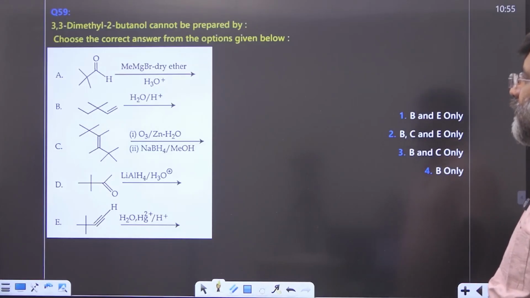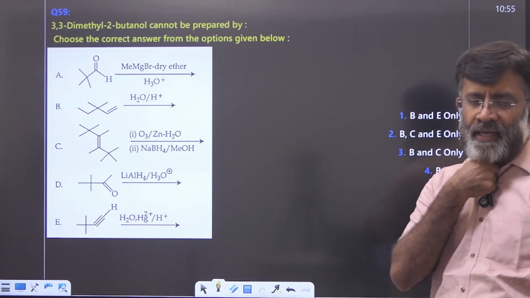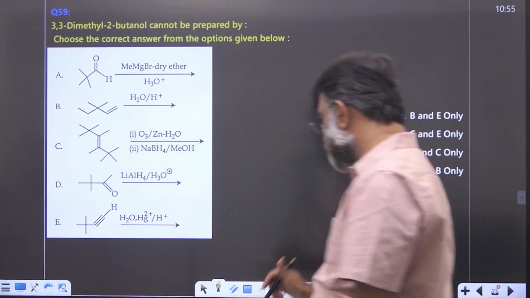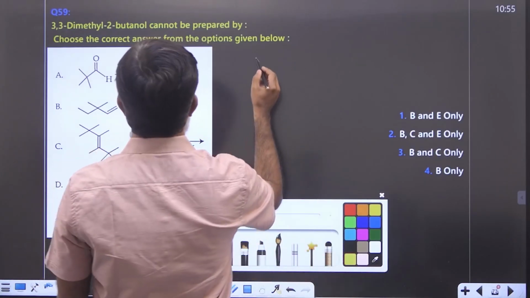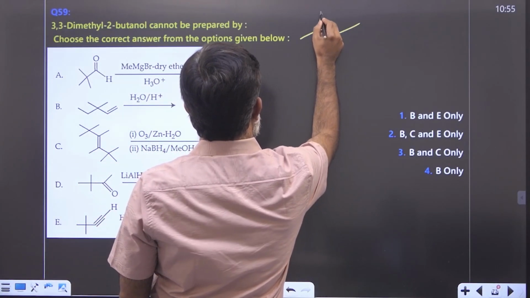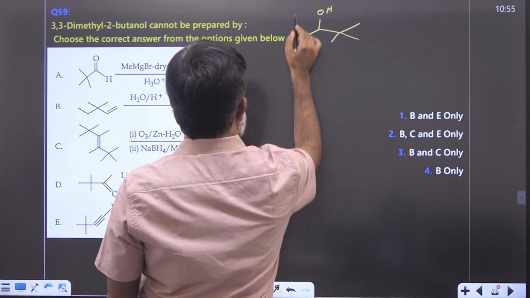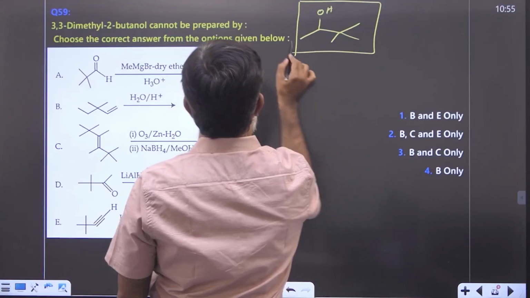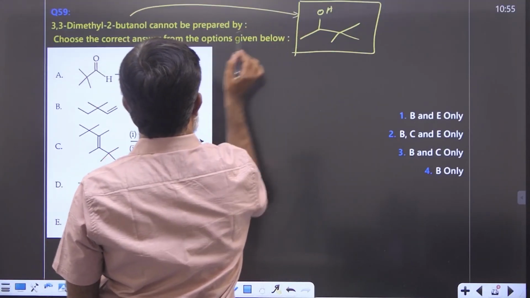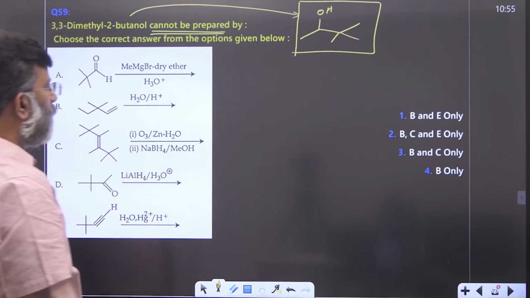Question number 59. 3,3-dimethyl-2-butanol cannot be prepared by which of the following? This is the compound we are talking about. Cannot be prepared by.